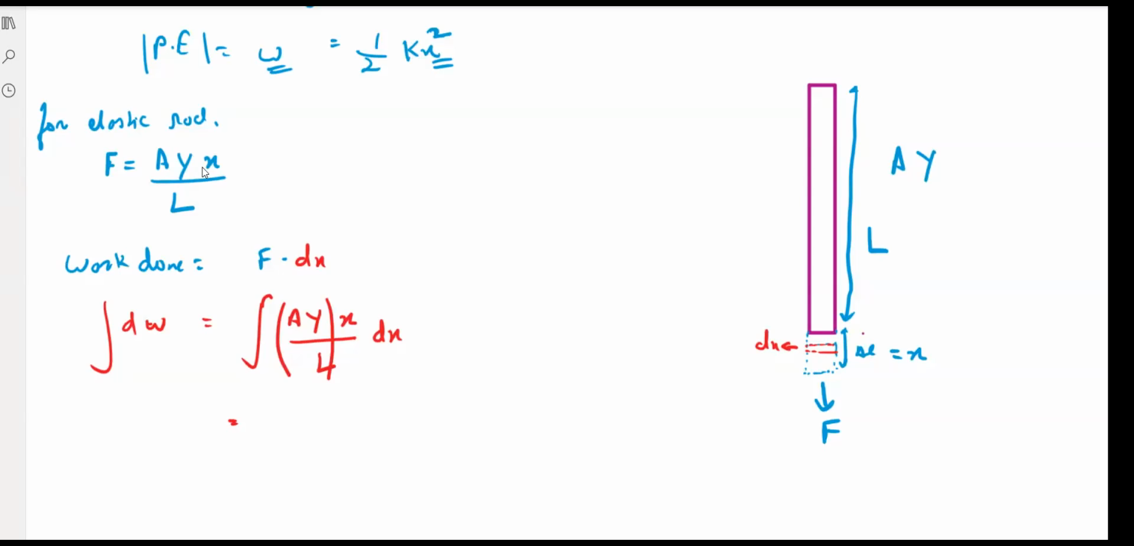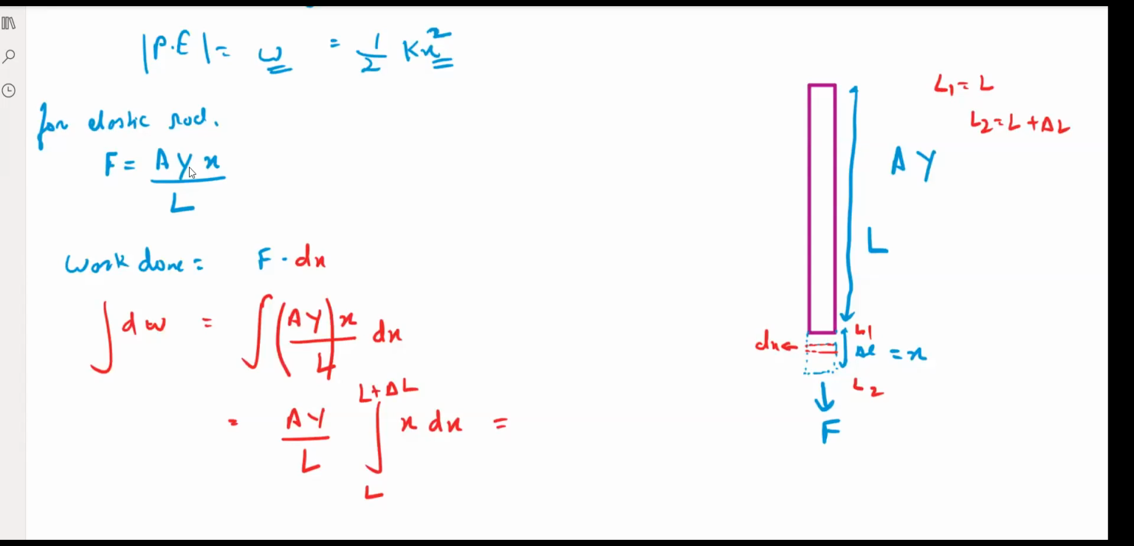Now is this constant? Can I take A Y by L outside? So we are left with integration of x dx, okay? And here, the initial length, suppose L1, and the final length, suppose L2, right? From L to L plus delta L. L1 is L and L2 is L plus delta L. Got it? So what will be the integration of x?